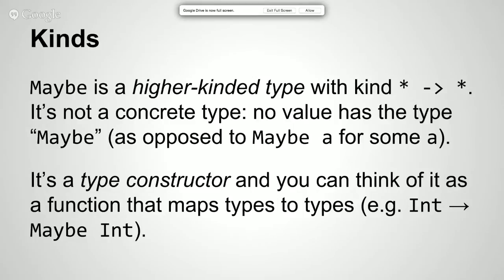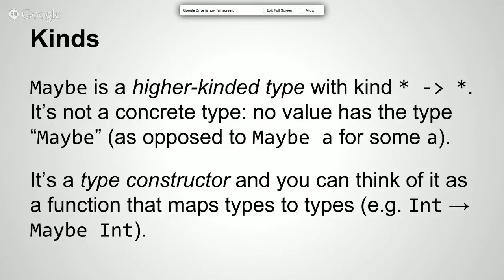Of course, nothing is Maybe a for any a, but it's not a Maybe. It's a Maybe a for some a. And as a type constructor, you can think of it as a function that maps types to types. So Maybe maps Int to Maybe Int, String to Maybe String, Maybe Int to Maybe Maybe Int, and so on.